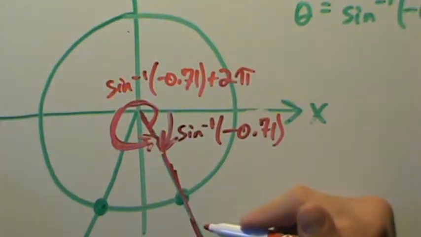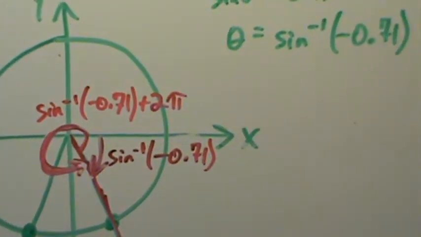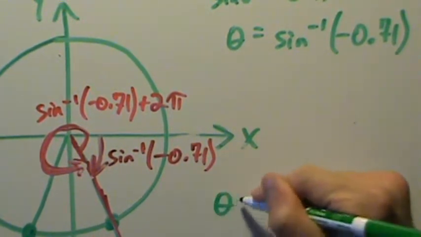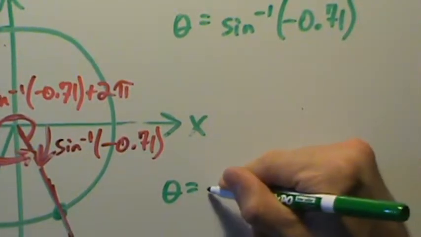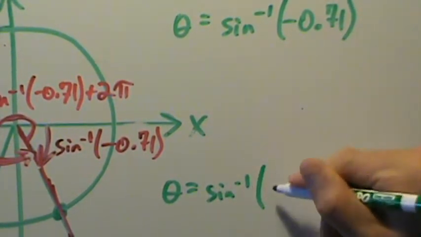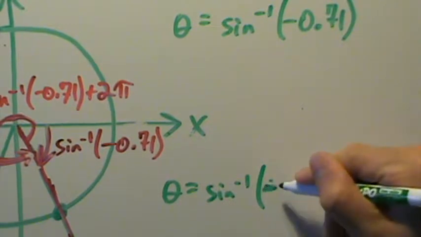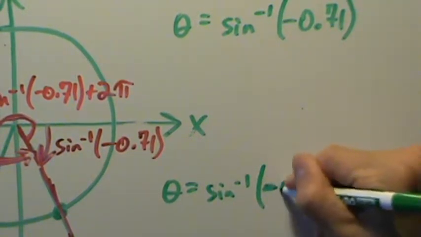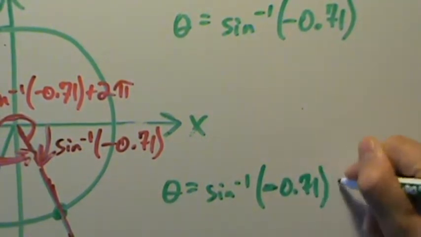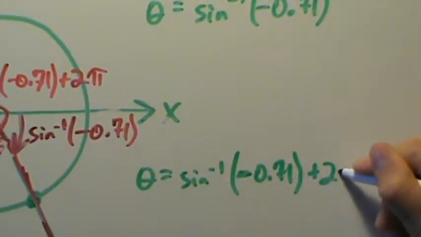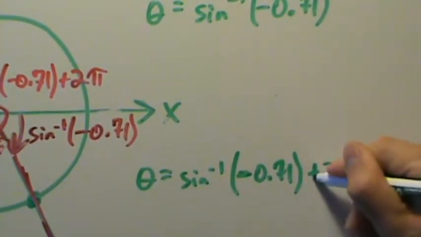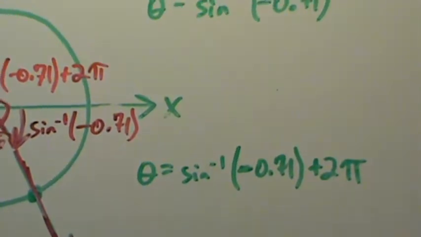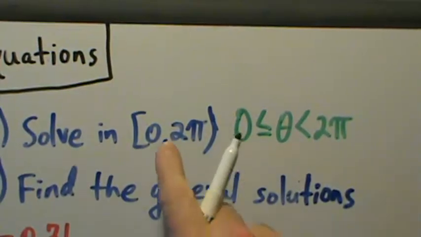So then we can just say, okay, that's our answer then. That's one of our answers for part A. Okay, so theta equals the inverse sine of negative 0.71, and then plus 2 pi. And we'll toss that to a calculator a little bit later. Again, we have to add 2 pi so that we can make sure that we're in this interval here.